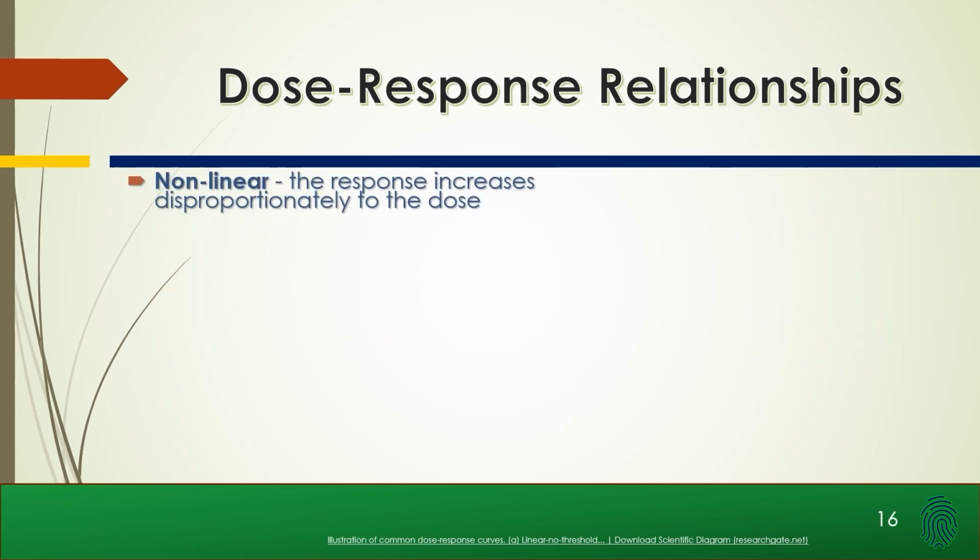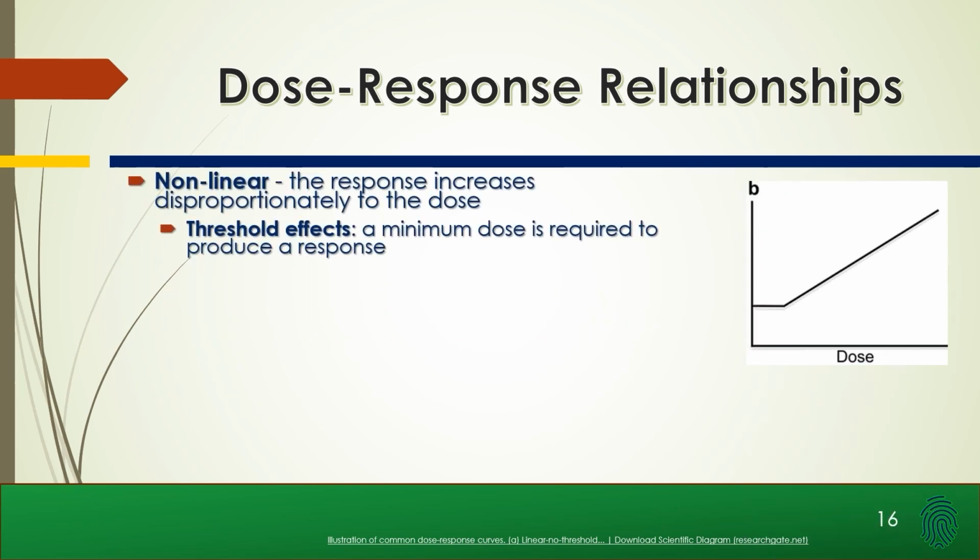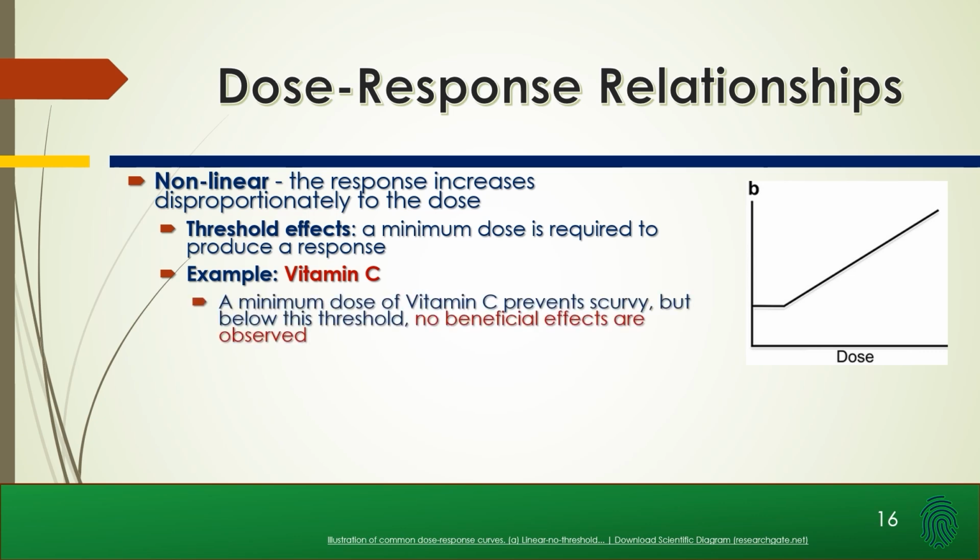Then we have nonlinear. The response increases disproportionately to the dose. We have threshold effects, where a minimum dose is required to produce a response. An example of this is vitamin C. A minimum dose of vitamin C prevents scurvy, but beyond this threshold, no beneficial effects are observed.